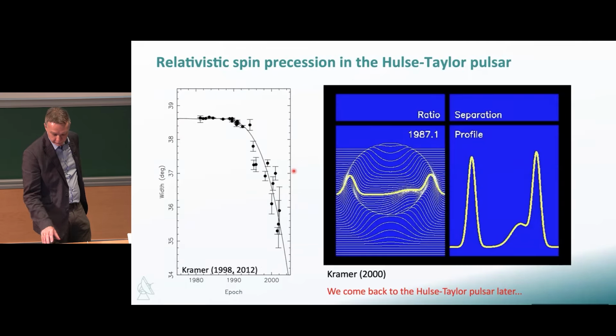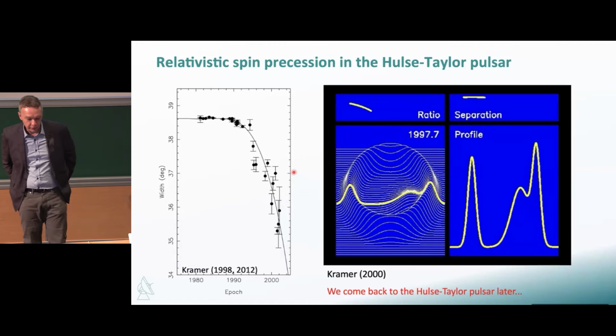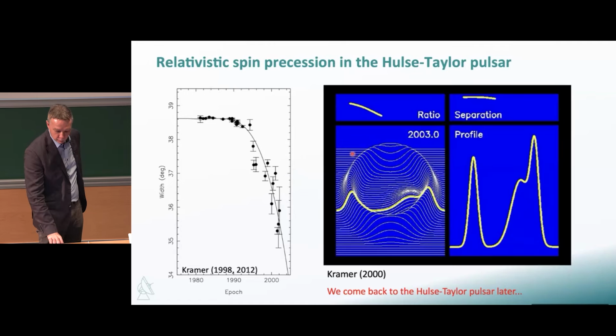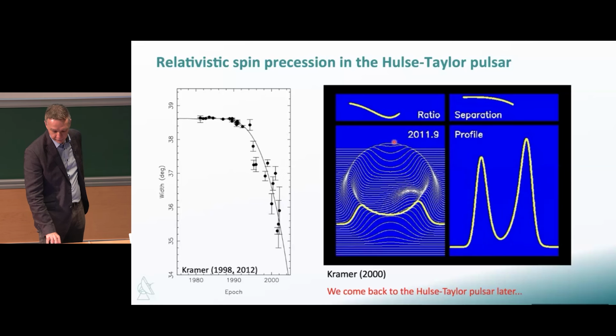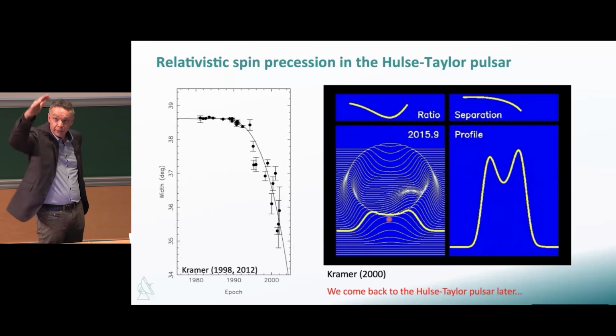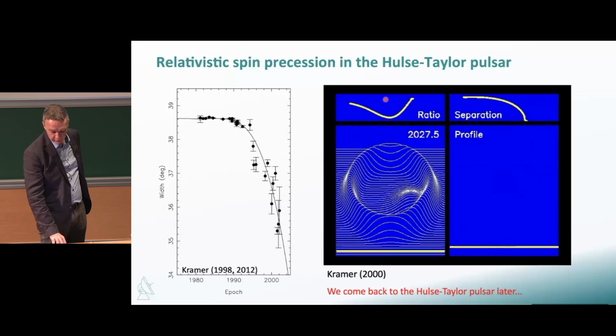I had a model, this is an animation which is also more than 20 years ago. So this is what I had predicted 23 years ago. I had assumed a simple cone model with some component in here. This is our line of sight, and it moves through the beam due to precession. And here I calculate the ratio between the leading and the trailing component. It goes down, but there's a time where it goes up again. This is the separation of the components, of course.